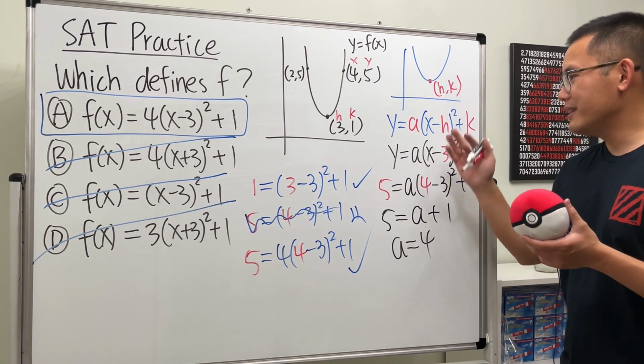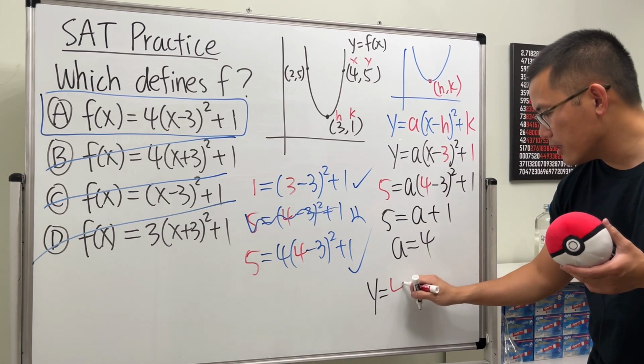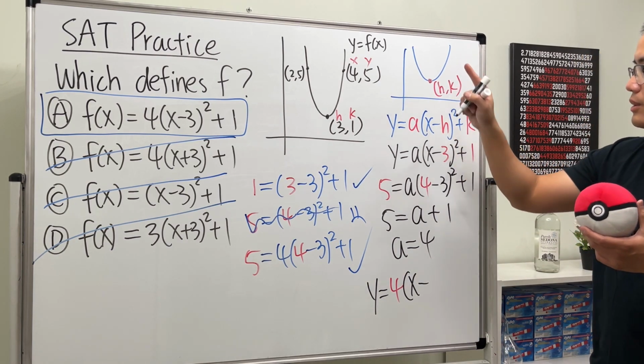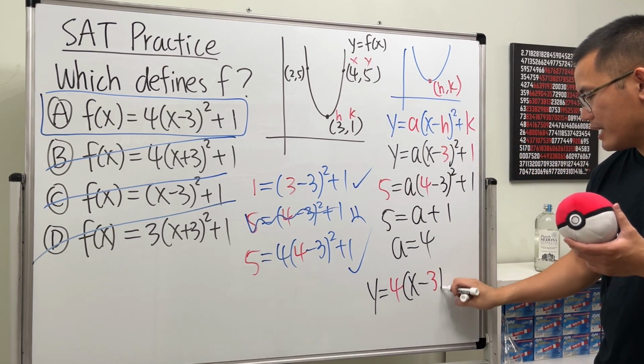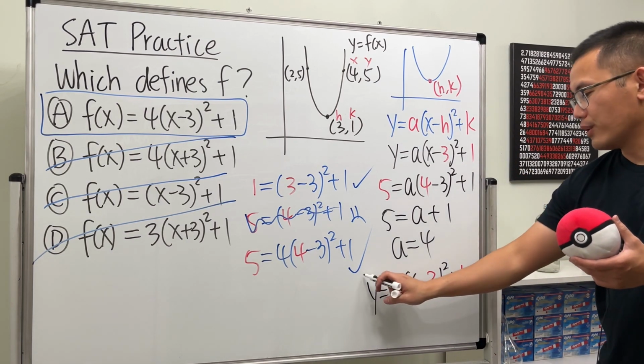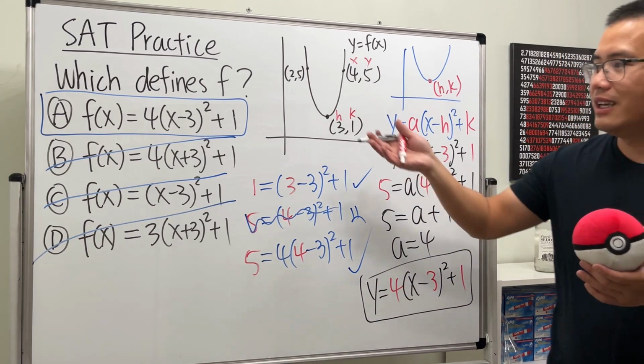So ladies and gentlemen, the equation is y equals 4, for a, times (x minus the h, which is 3), and then we square that, and then we add the k, which is just equal to 1. Yep. So this right here is the legitimate way to do it when we do not have the answer choices.